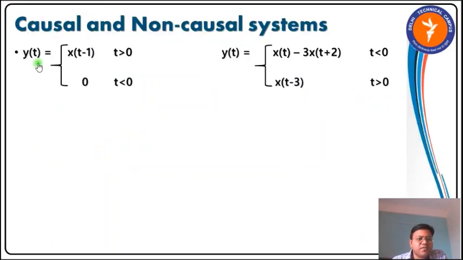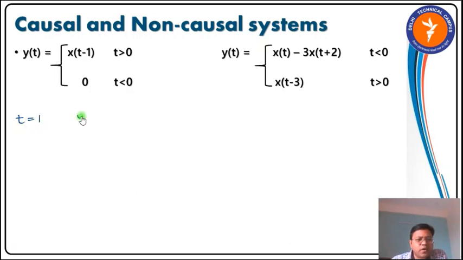Okay, we are given here that we have a system y(t) which is represented by this set of equations, where y(t) is equal to x of t minus 1 for t greater than 0 and y(t) is equal to 0 for t less than 0. So it is obvious that y(t) is 0 for t less than 0. So if we want to check for its causality, we can only check for t greater than 0. So let us check. Let us have a value of t equal to 1.